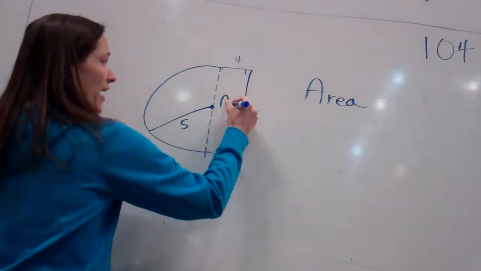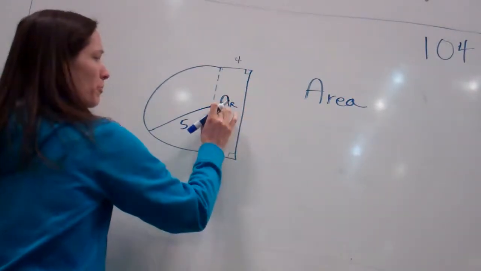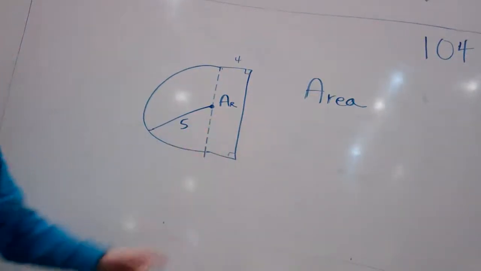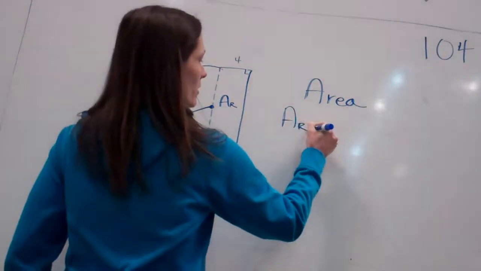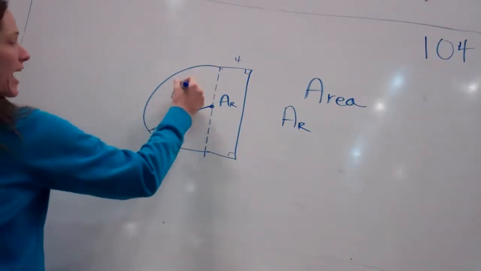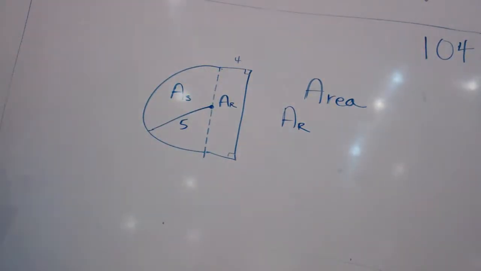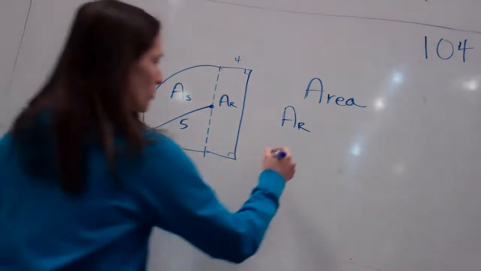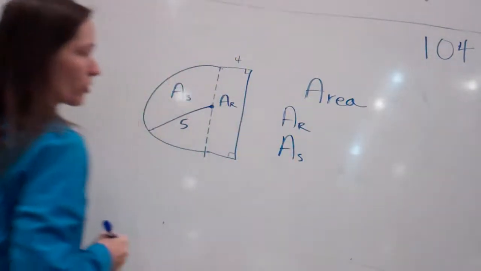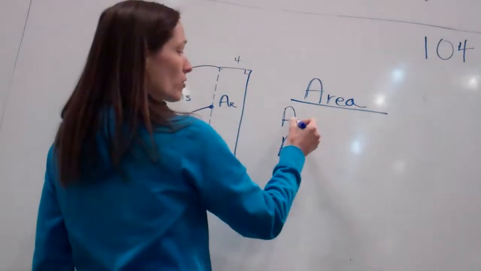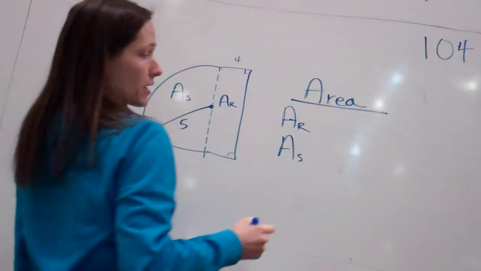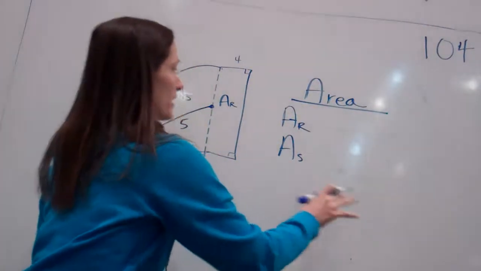Well, we have a rectangle. So we're going to find the area of this rectangle. So I'm going to put an A with an R with it. So that shows me that I've got to find the area of a rectangle. And then I also got to find the area of a semicircle. That's why I put an S. So I'm going to put area of a semicircle. So already in my brain, I know that I'm going to have to find these two areas and then add them together to get the fullness of it.